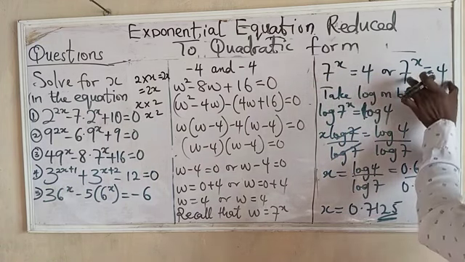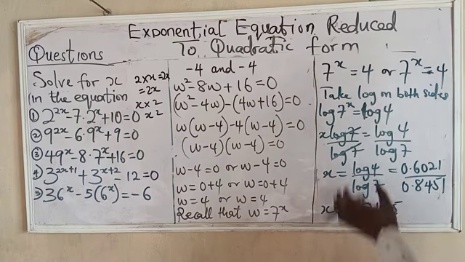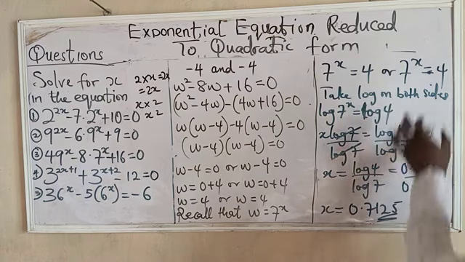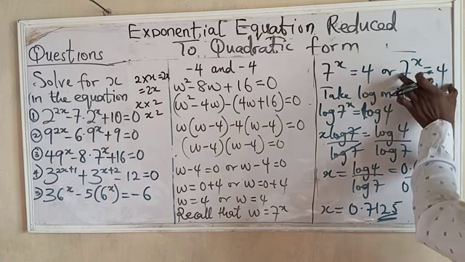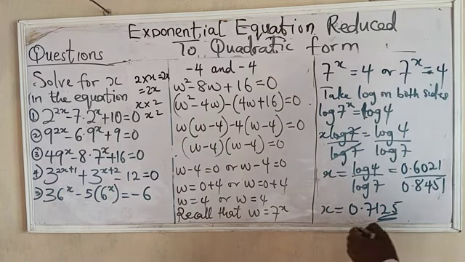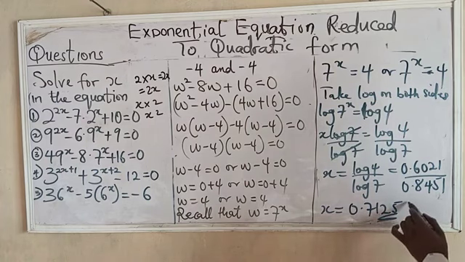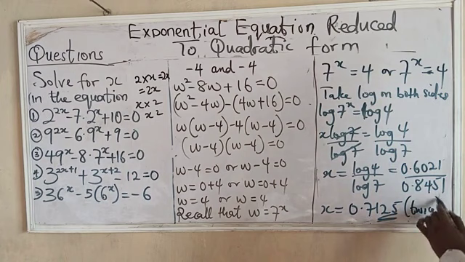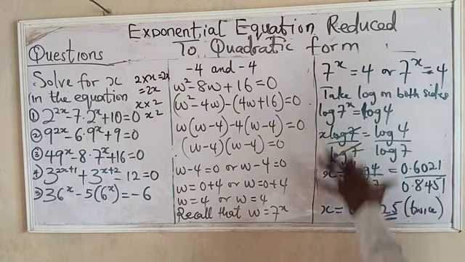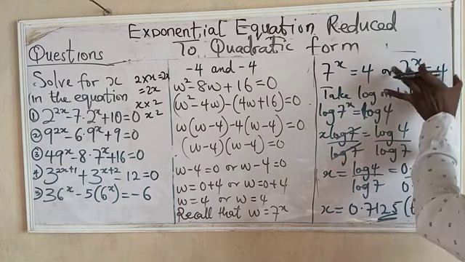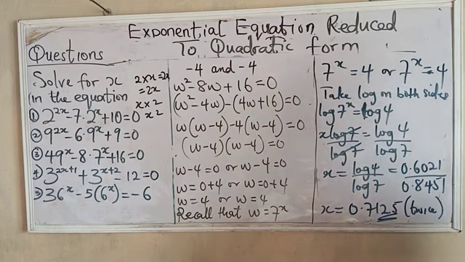And if I should insert it here too, it means the method I use here can also be used for this other side of the equation. So my answer at the end of the day is going to be x equals 0.7125 twice, because it is the same thing. What you have here is also what you have here. The same method you use here will also be the same method you will use for the second equation. So we'll move on to the next question.